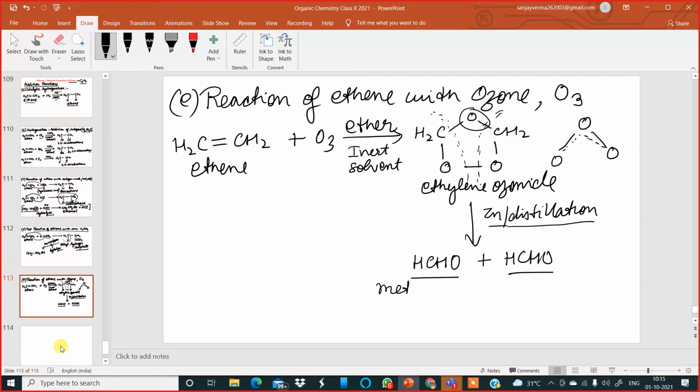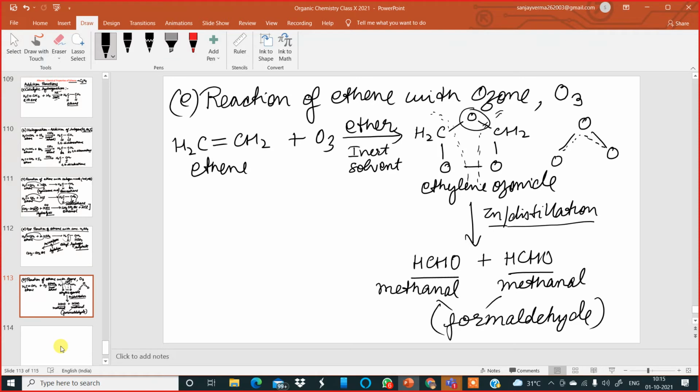It is called methanal. This is also methanal. And the common name, the nickname for methanal, is formaldehyde. Remember that. Okay. So this is what happens when ozone reacts with ethene in an inert solvent like ether.